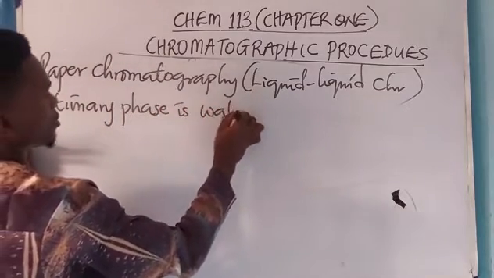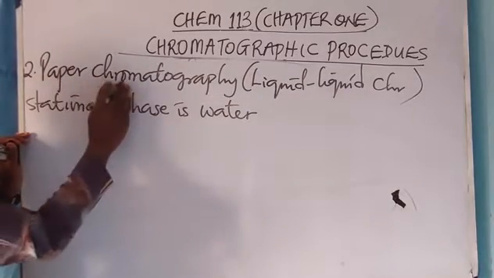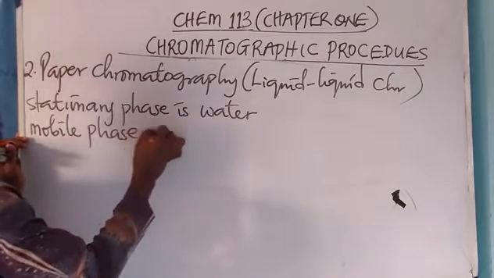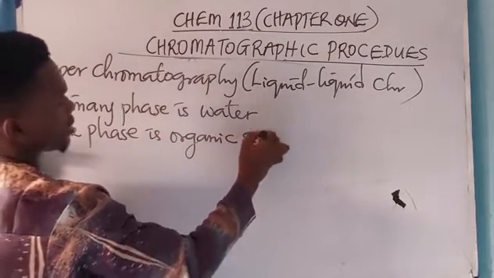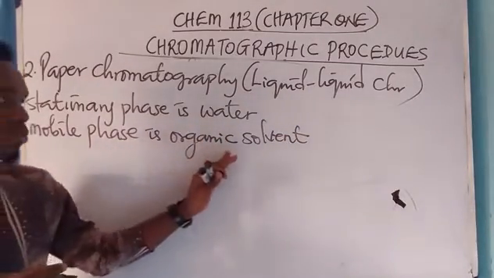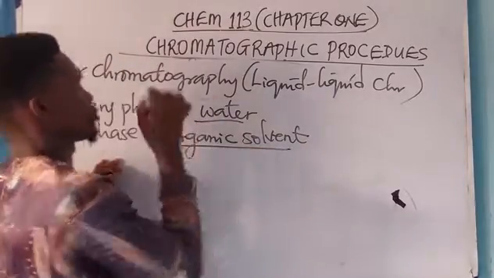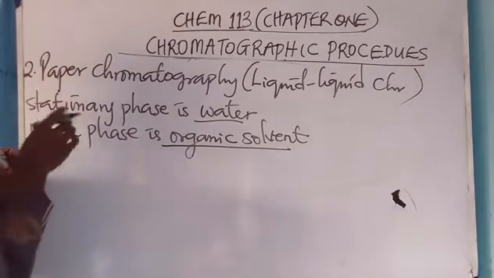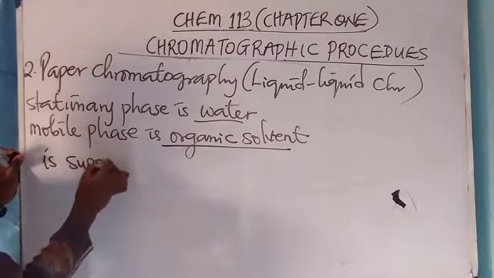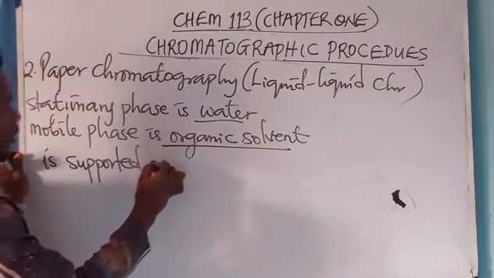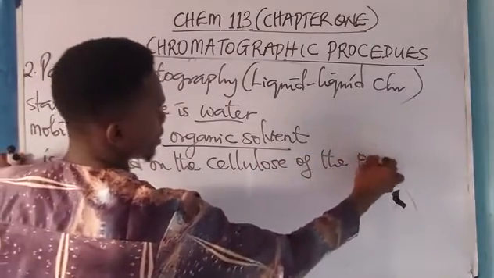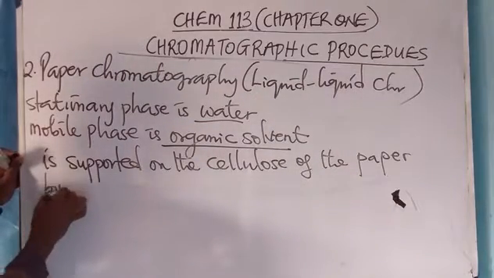The stationary phase in paper chromatography is water. While the mobile phase is organic solvent. The stationary phase is water and the mobile phase is organic solvent. So these are the materials used in paper chromatography. Now this stationary phase, which is water, is supported on the cellulose of the paper by hydrogen bond.